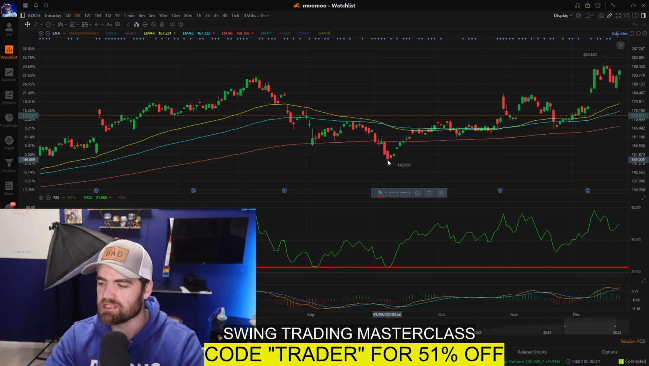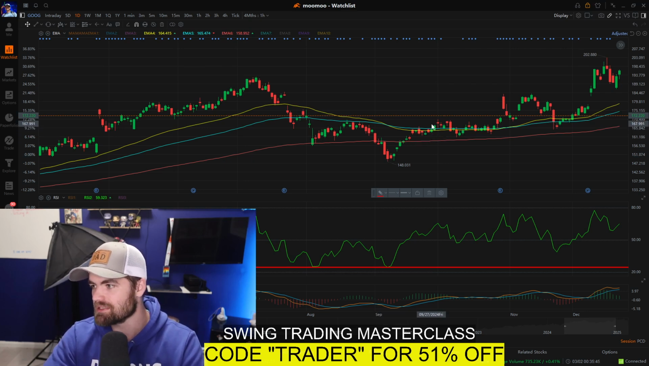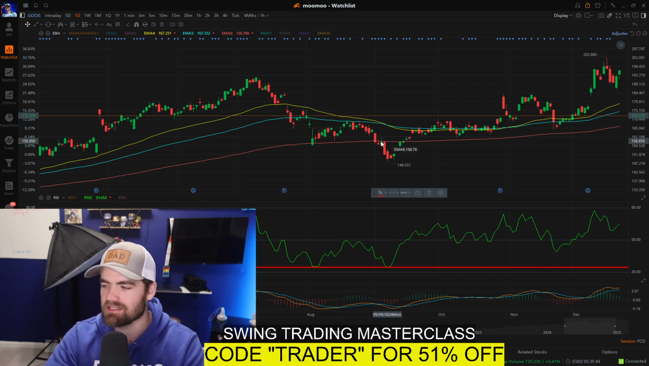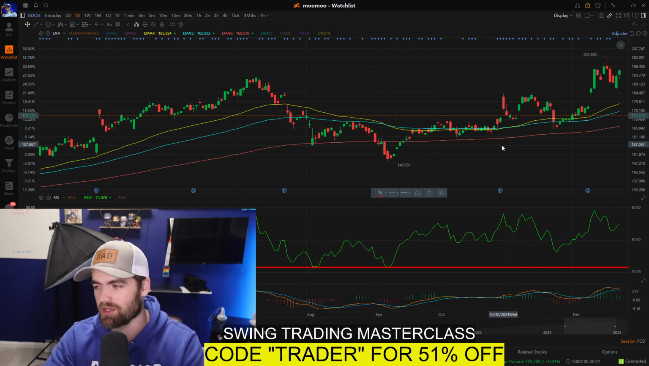And what do we see? We saw the stock go from 148 all the way up to 168 in 1 month, because we know those lines and we know each candlestick represents one trading day.